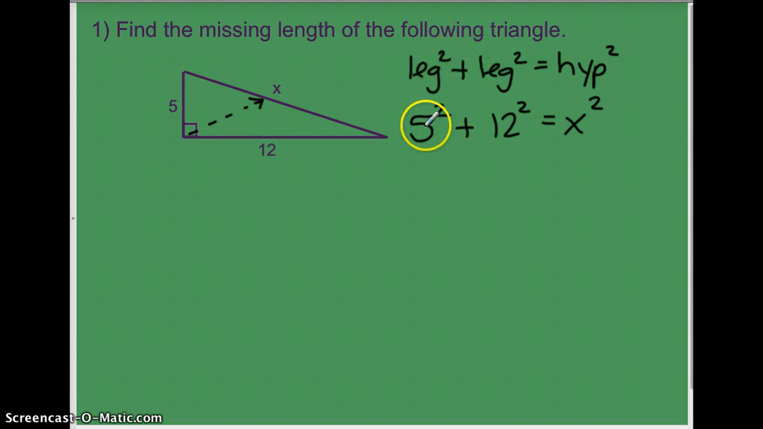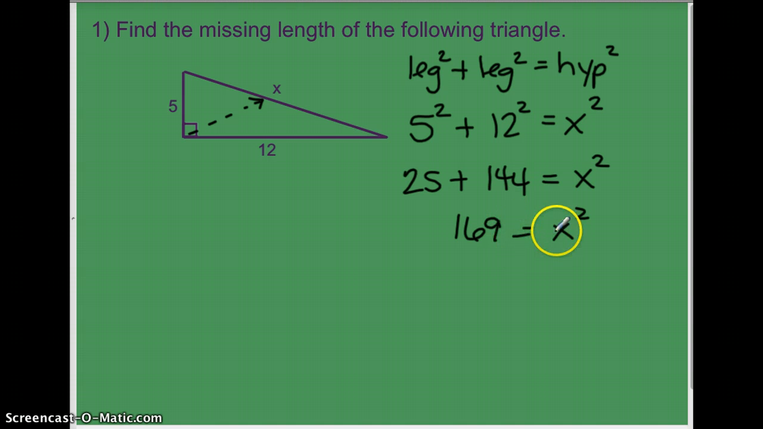And then we're just going to solve this. 5 squared, remember, is 5 times 5, which is 25. 12 squared is 144, and that has to equal x squared. 25 plus 144 is 169. Now that equals x squared. I don't want to know what x squared is, I just want to know what x is.